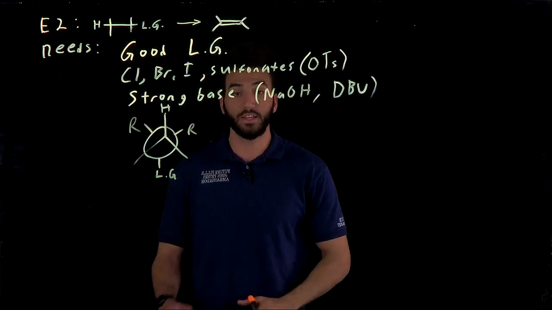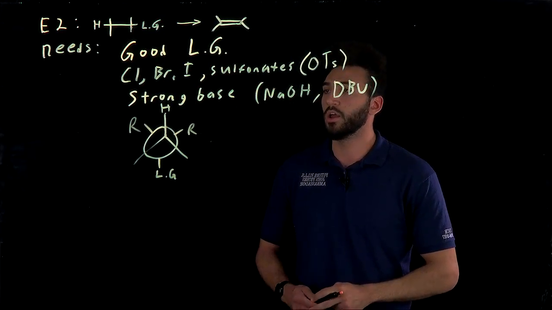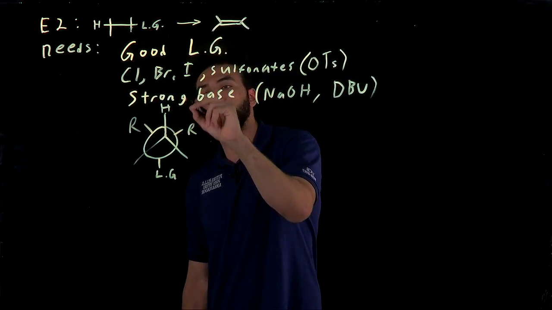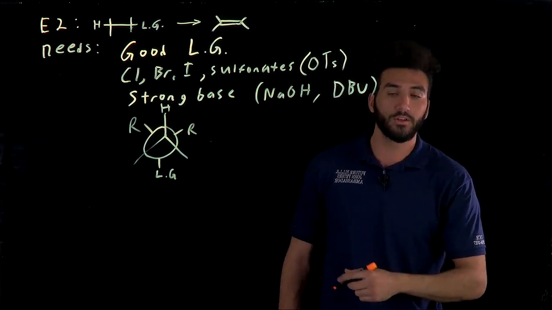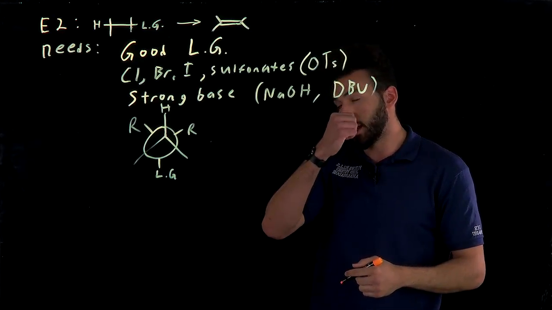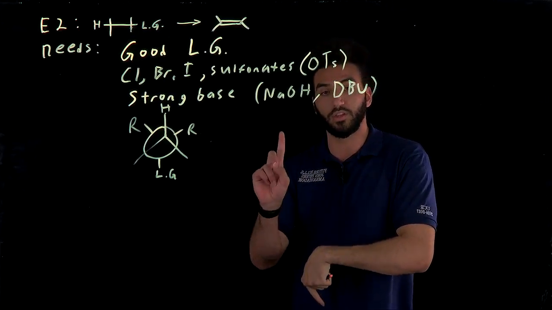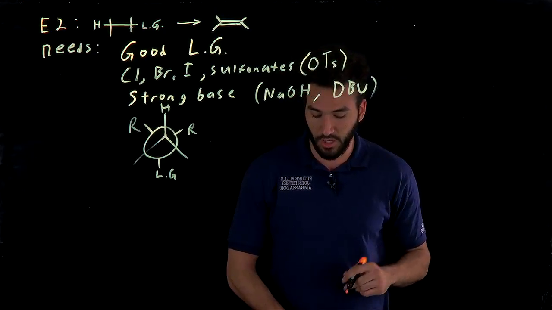Okay? So this anti-periplanar arrangement is necessary in order for this elimination reaction to occur, because when your strong base comes in to take your hydrogen, that is how the bond forms. It needs to be on the opposite side of the leaving group so that the leaving group doesn't get in the way. If the leaving group gets in the way, then this reaction isn't going to occur. It has to get into a conformation where the leaving group is on the opposite side of the hydrogen. Okay? So let's start talking about an example.